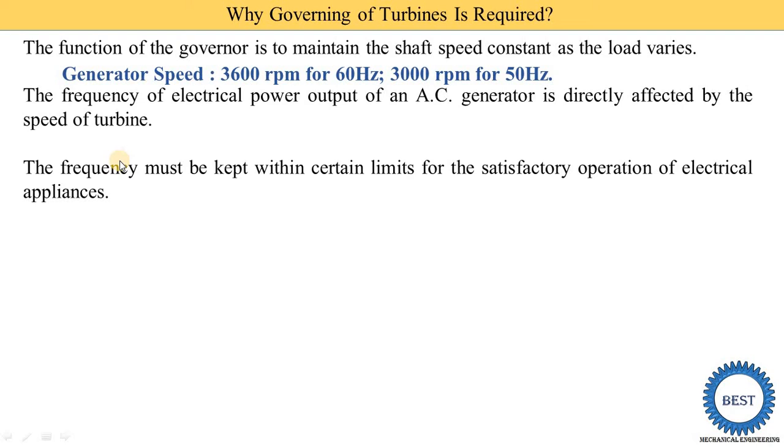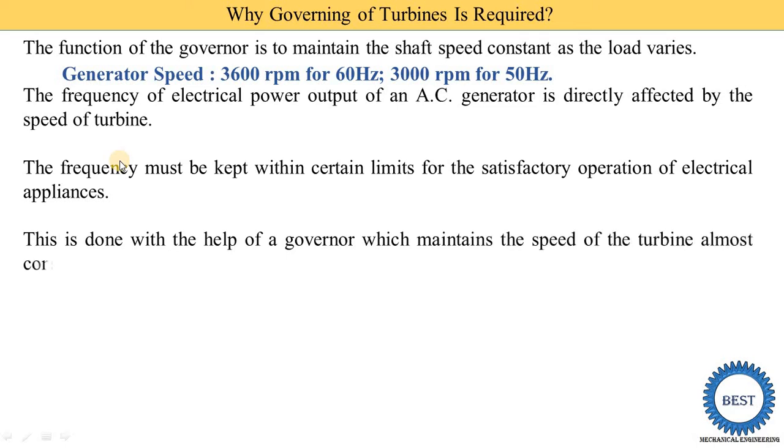In India it is 50 hertz, in the USA it is 60 hertz, so it depends on the country. This is done with the help of a governor, which maintains the speed of the turbine almost constant irrespective of variation in the load on the turbine. The governing system is used to maintain constant turbine speed with respect to change in load, meaning load is increased or decreased.